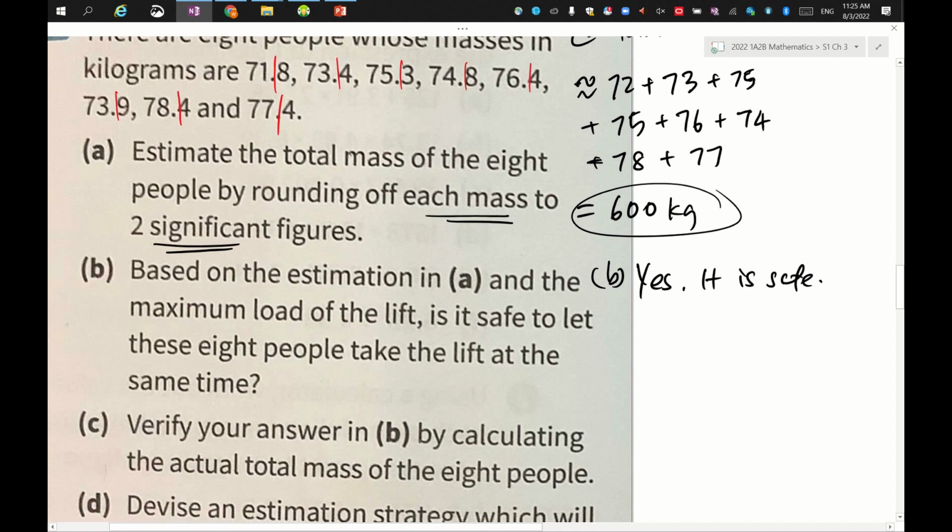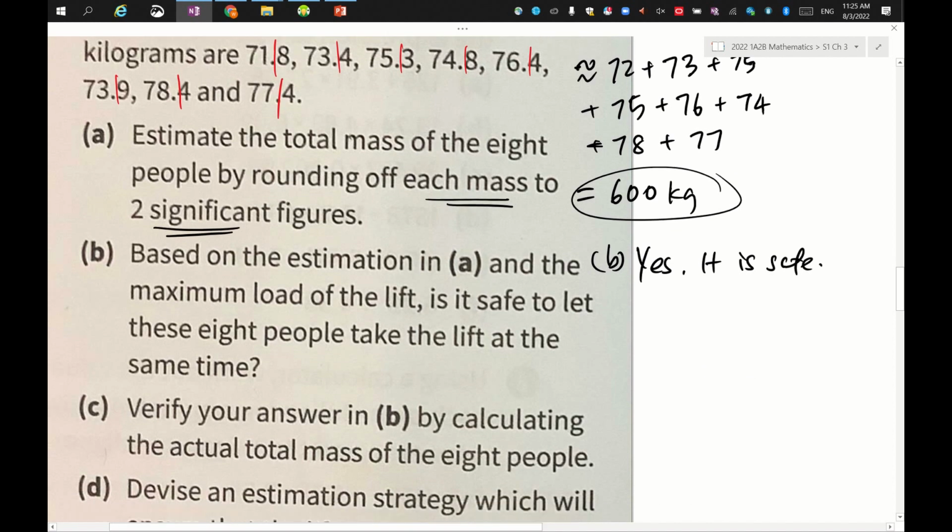However, if we were to calculate the actual mass, part C, actual mass, let's add everything up. I will not write down everything, just use your calculator. 71.8, 73.4, 75.3, 74.8, 76.4, 73.9, 78.4, and 77.4. You end up with, oh no, 601.4 kilograms.